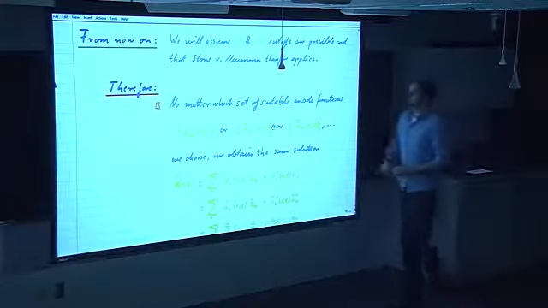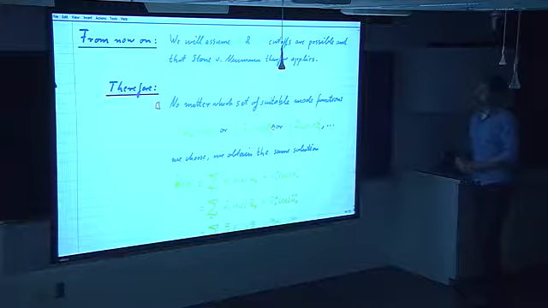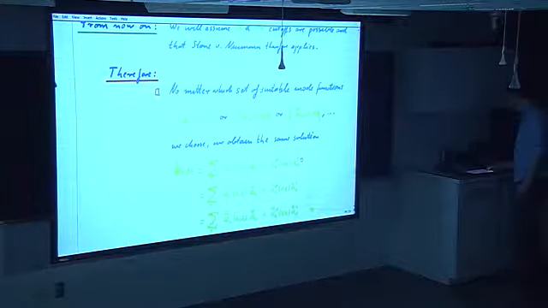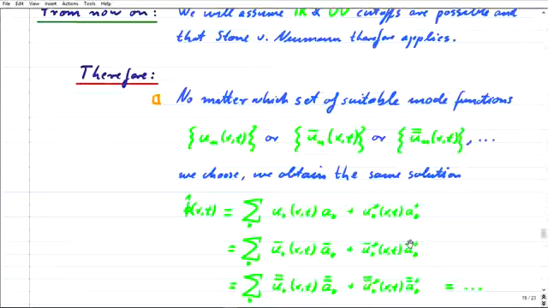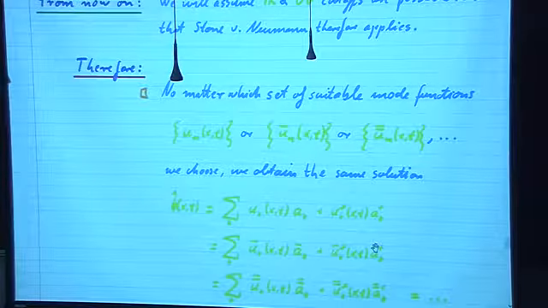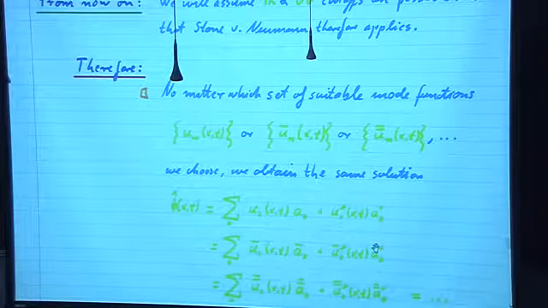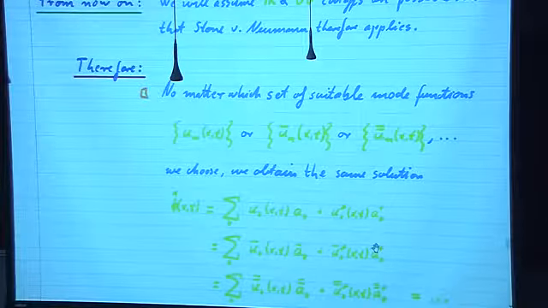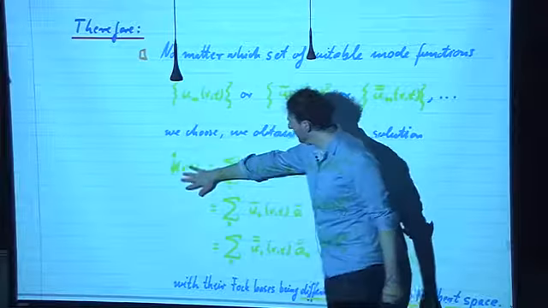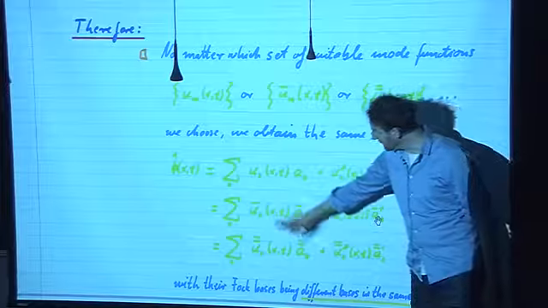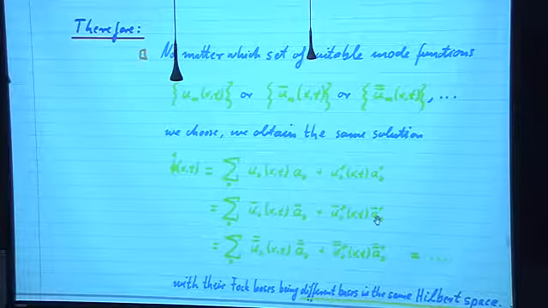Okay, so from now on, we will take things a little easier. We will assume that an infrared and ultraviolet cutoff are possible, and that therefore the Stone-von Neumann theorem applies. And therefore, as a conclusion, no matter which set of suitable mode functions, the u_n or the u_n bars or the u_n double bars or any other set of solutions to the Klein-Gordon equation that can be used to solve the quantum field theory, no matter which one we are using, we always obtain the same solution. We can write the phi of x and t one way, or the other way, or yet another way, and the only difference is unitaries.